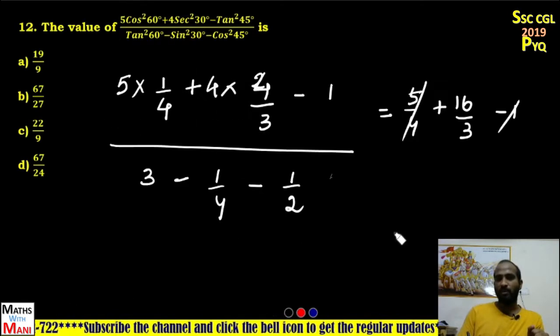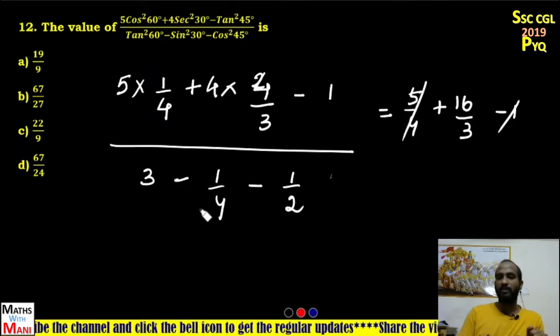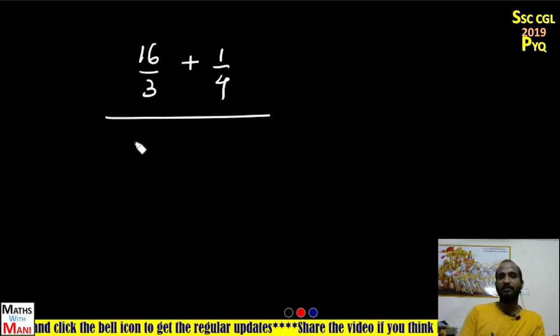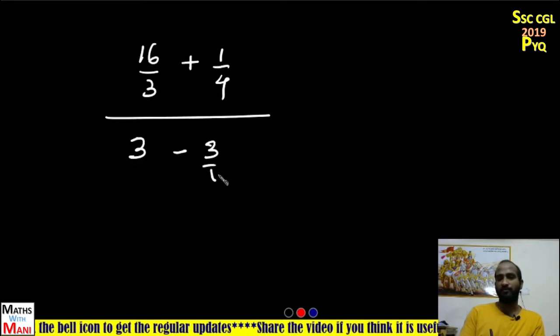Next, what about the denominator? 3 minus 1 by 4 and 1 by 2. Tell me 1 by 4 minus 1 by 2? Minus 3 by 4. Yes. So 3 minus 3 by 4.